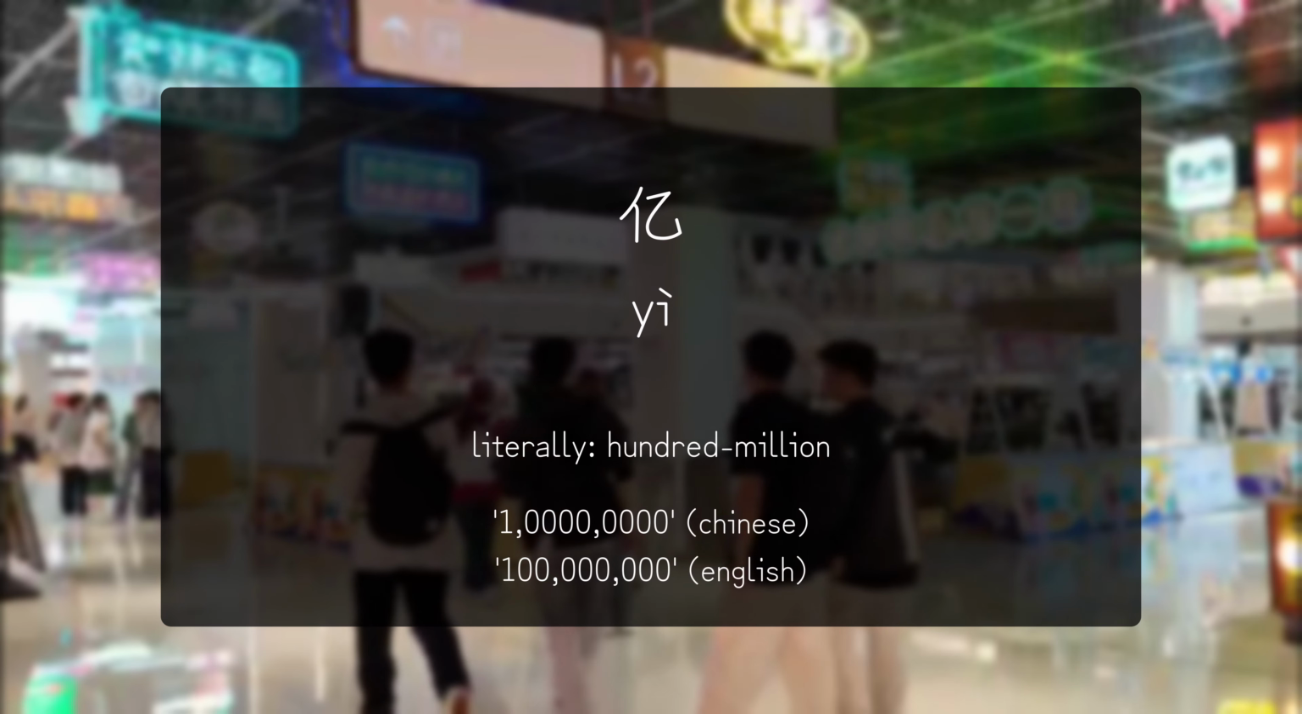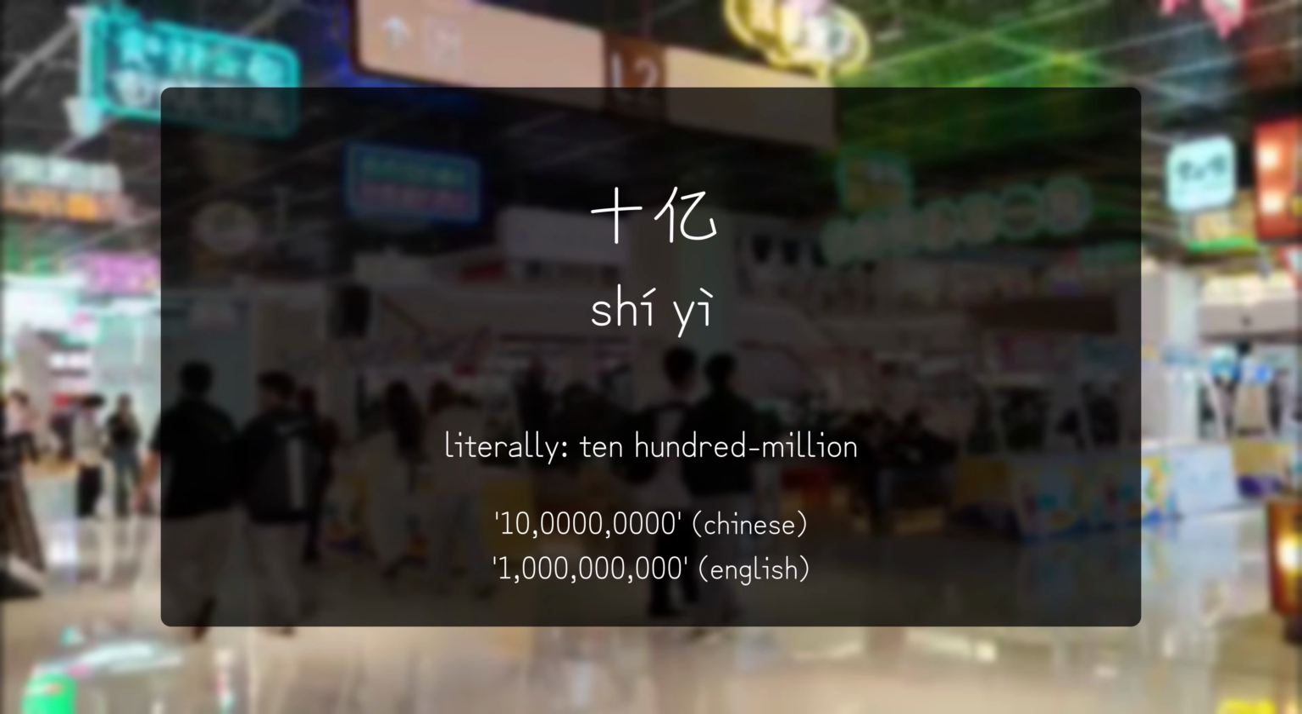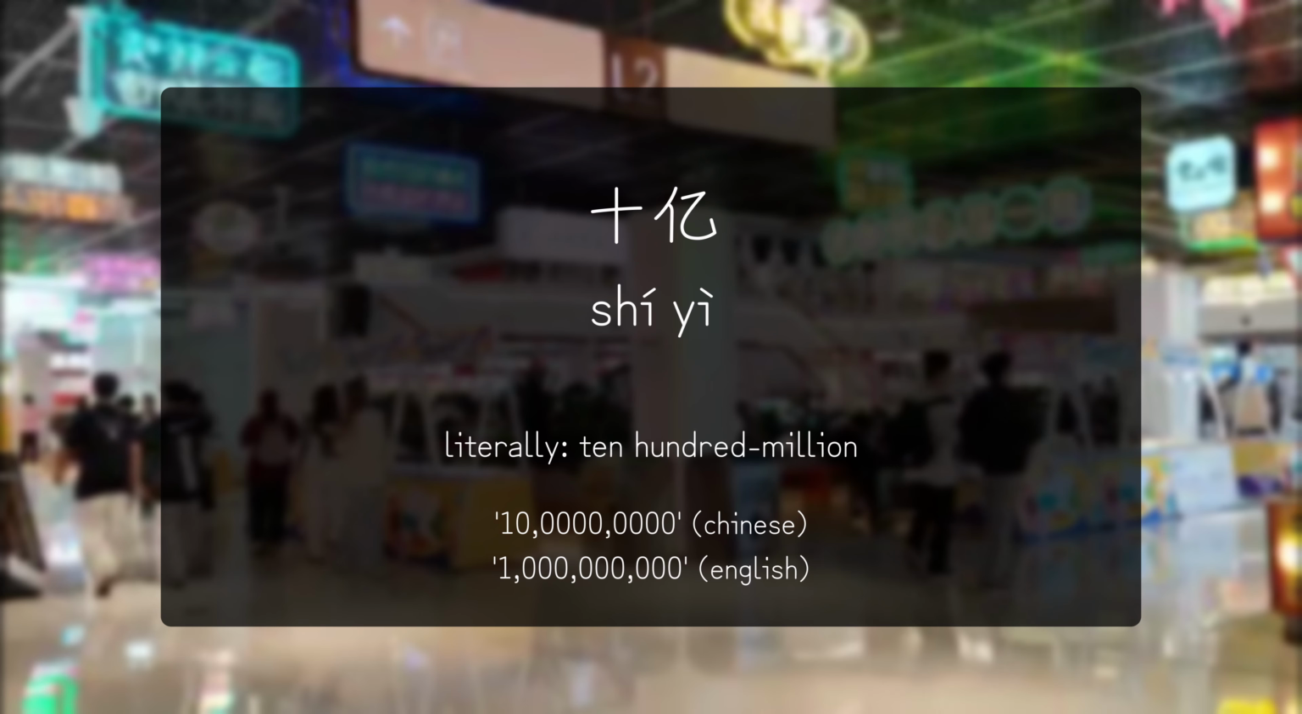The next big unit is 亿, 100 million. So 1 billion is 10 亿, 100 million. Once you see the pattern, it's very consistent.